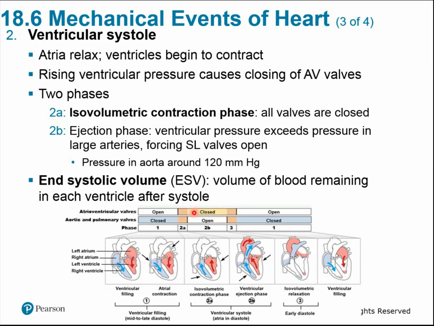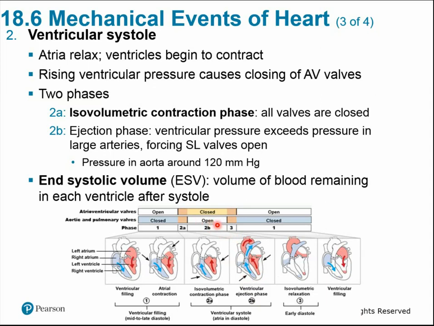So two phases of ventricular systole. Your isovolumetric contraction phase. At this point, all the valves are closed. Right? So this little section of time right here, all valves are currently closed. It's not until the ejection phase that they start to open those SL valves. As the ventricles contract, that's going to increase the pressure and force those valves open. So now the SL valves, semilunar valves, aortic and pulmonary valves, are now open for 2B.